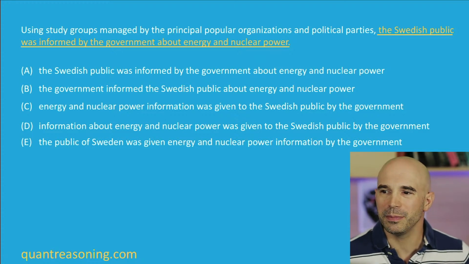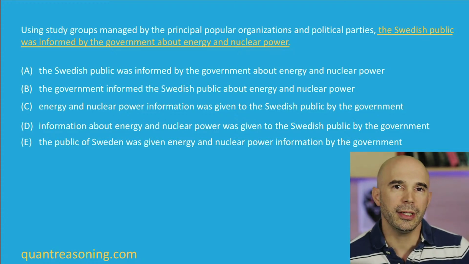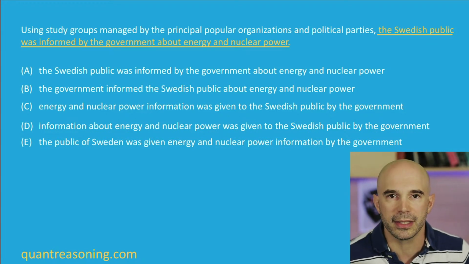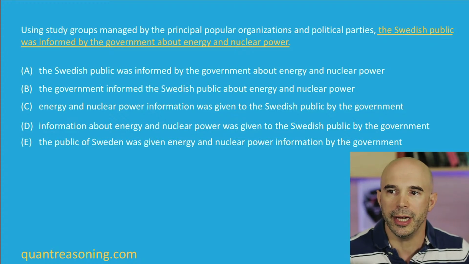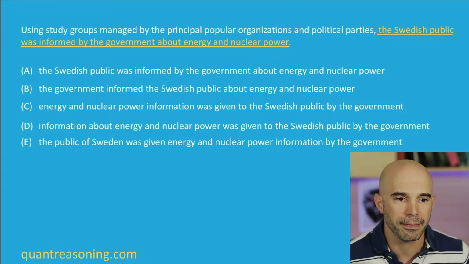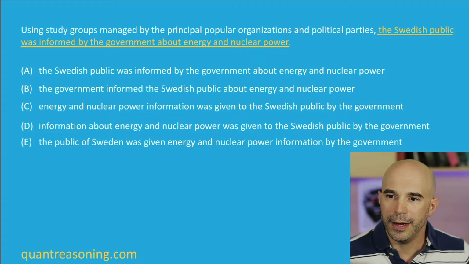That's right, it has to be the government, because the Swedish public is the entity that's being informed about whatever it is they're being informed about, but the entity using the study groups has to be the government. It doesn't make sense any other way. And if you look at the options here in the answer choices, there's only one answer choice that gives us what we want, that gives us the government right after the comma.